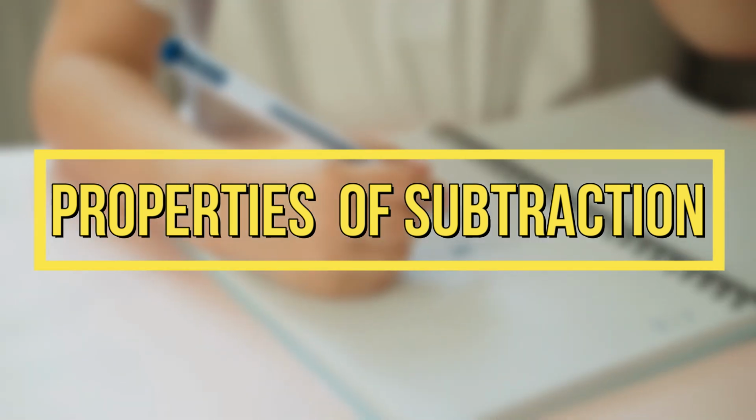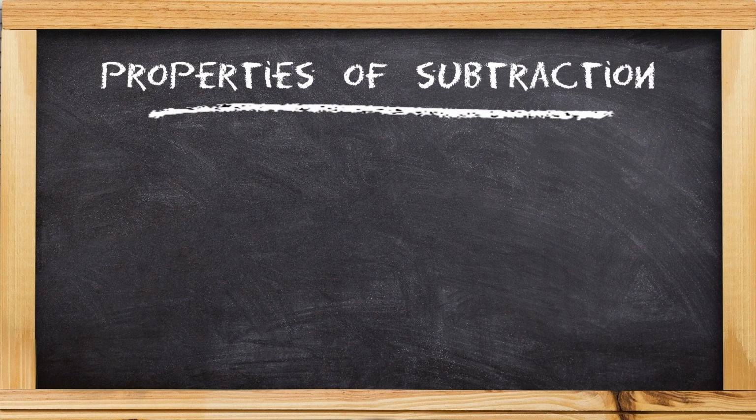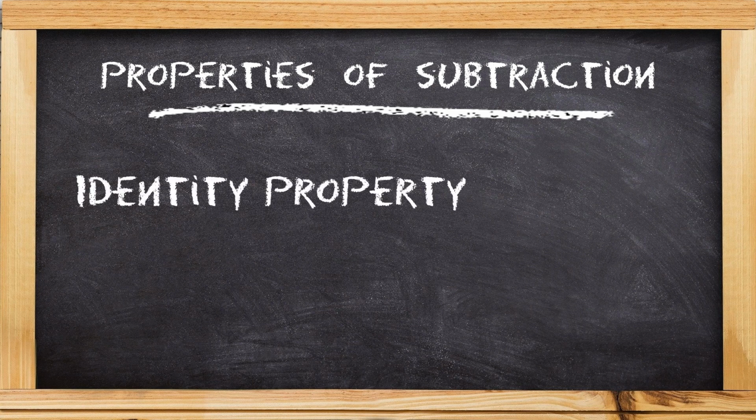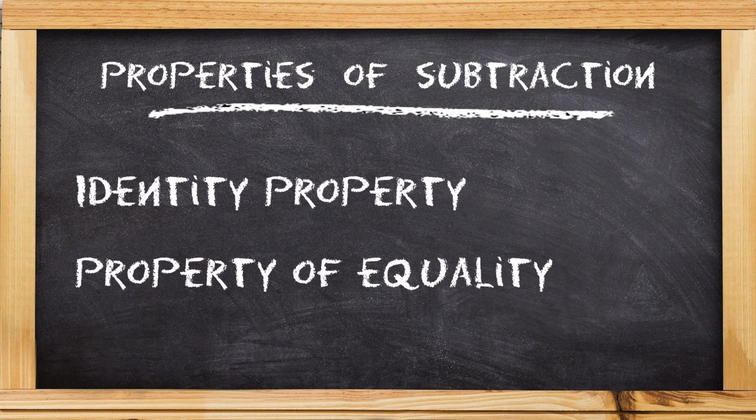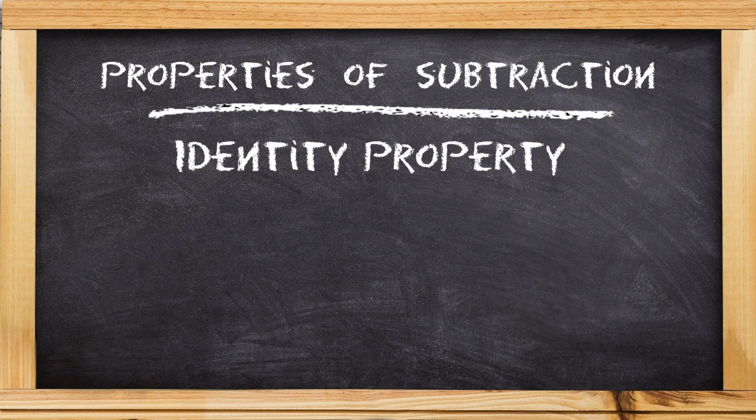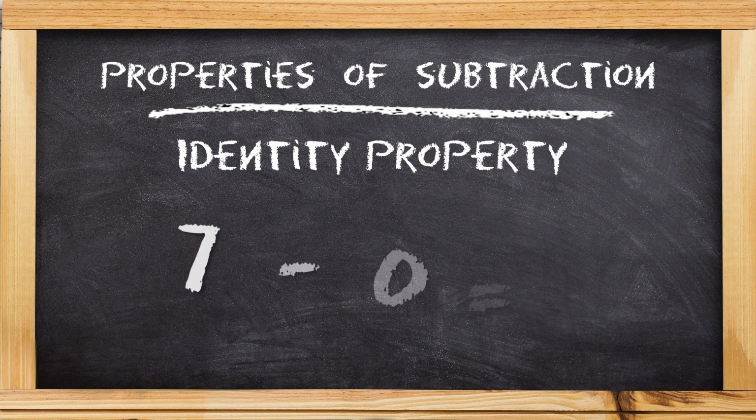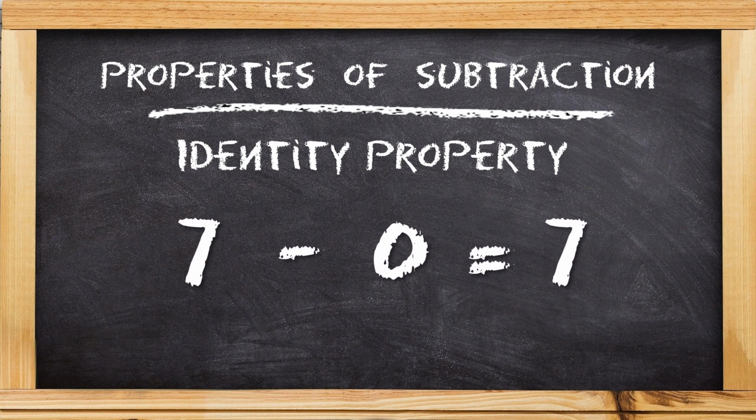Properties of subtraction. Now, let's move on to subtraction. Subtraction has 2 important properties: the identity property and the property of equality. Identity property. Just like in addition, if you subtract 0 from any number, you still get that number. For example, 7 minus 0 is 7.